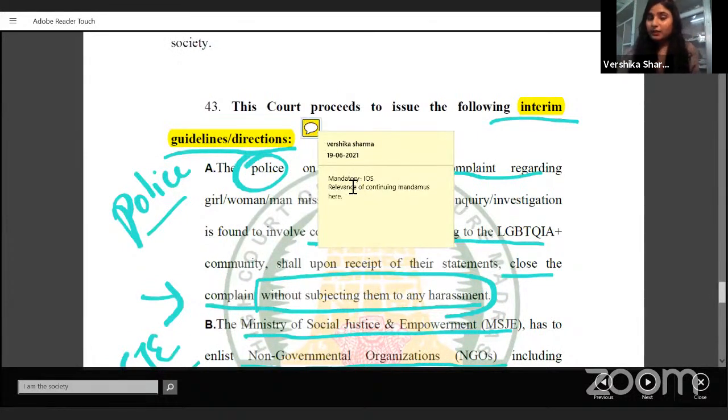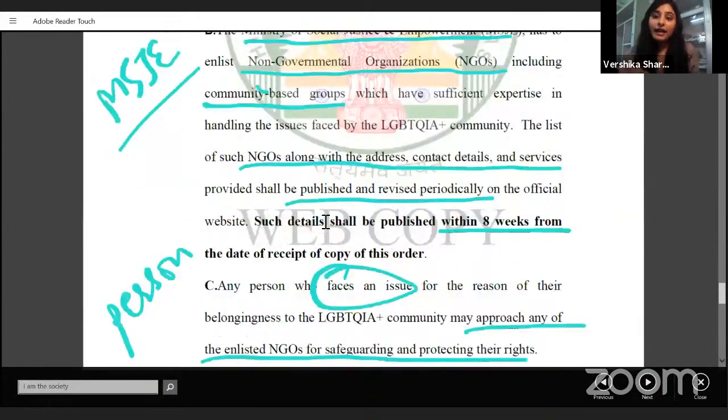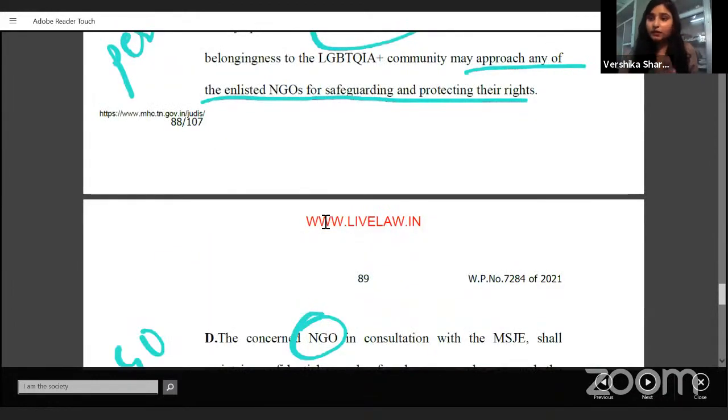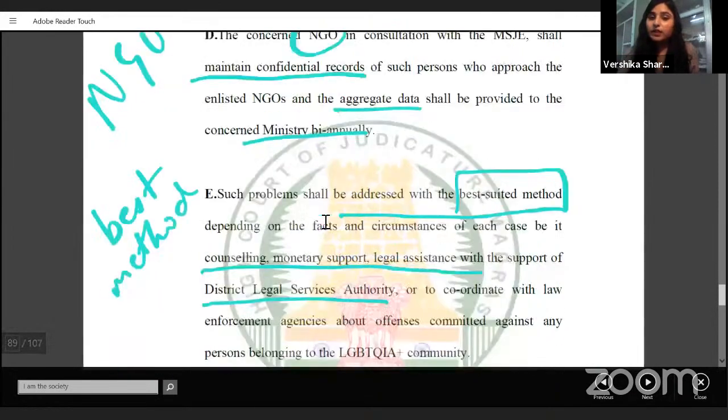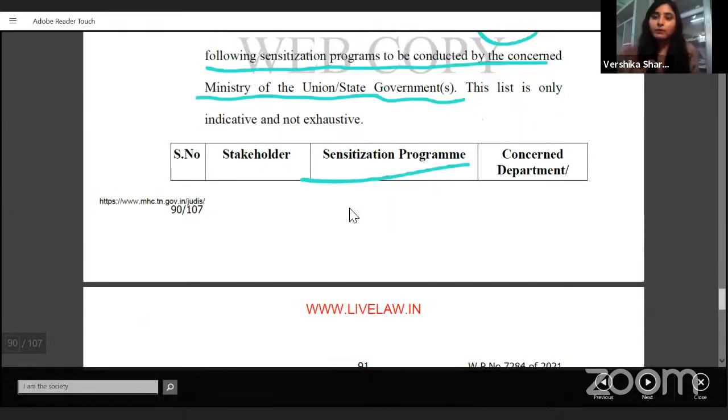So this is where I just put a simple sticky note for myself, that this is what I can talk about when I'm doing my case analysis, right? Because these were mandatory guidelines, these were the guidelines which had to be absolutely fulfilled by the concerned authorities. But on the other hand, these were also recommendatory guidelines. Sensitization programs was essentially the crux of what the recommendatory guidelines were all about.